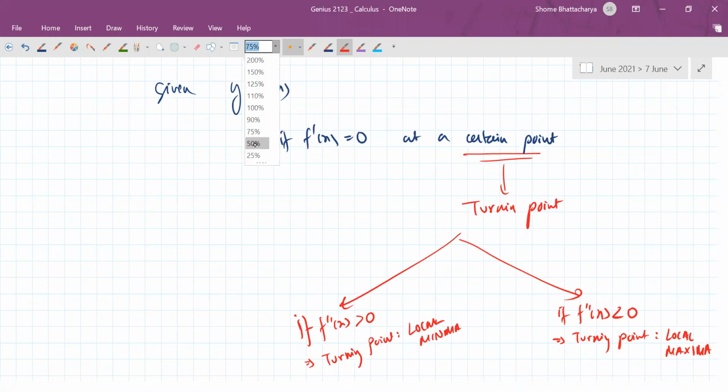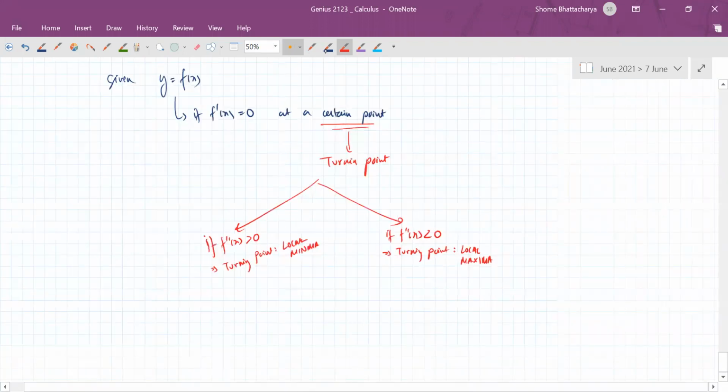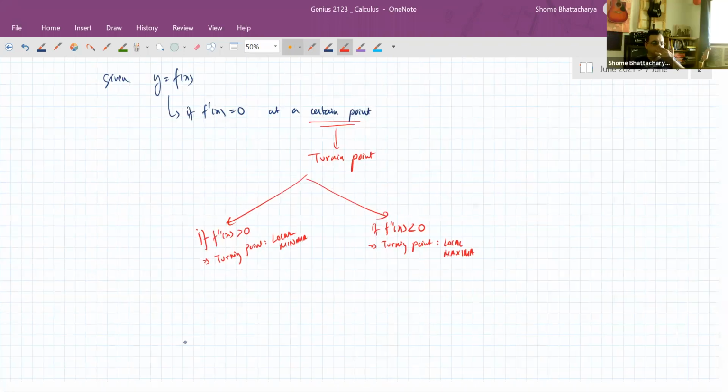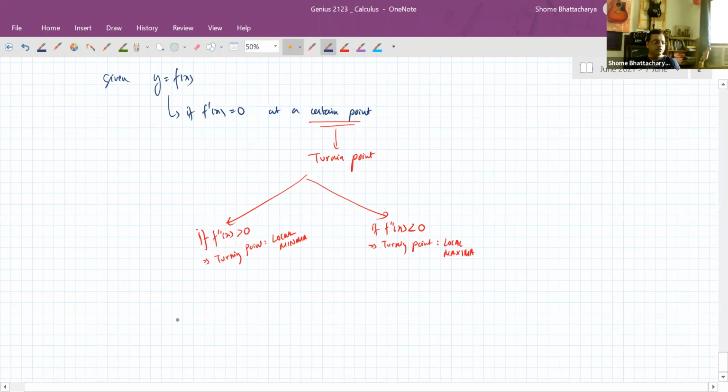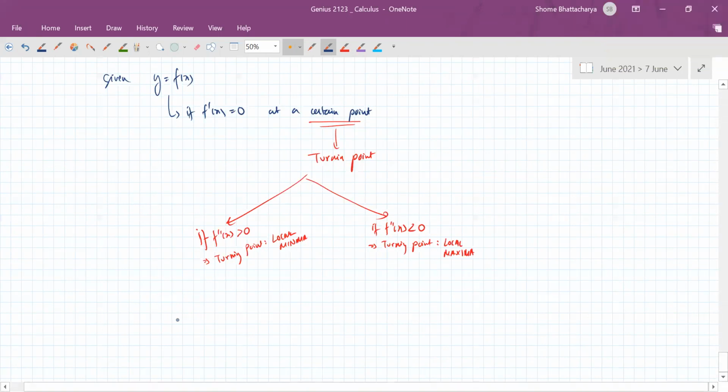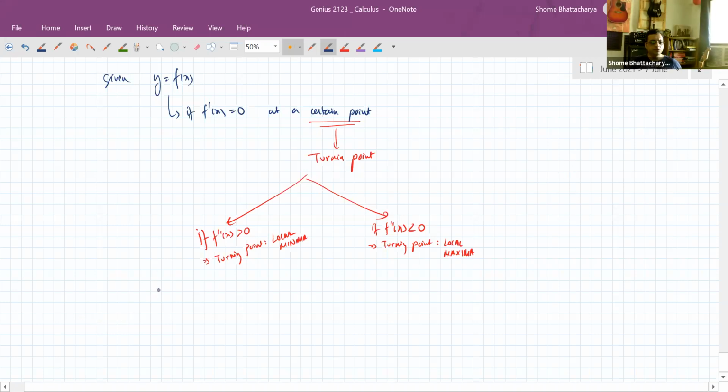Sir, but for y equals x cube at x equals 0, f prime x is 0, and f double prime x is also 0. So it is neither local maxima nor local minima. You understand my point, beta? Okay. So before we come to some situation like this where neither of these two is happening, let's look at a case where at least one of these two is happening.